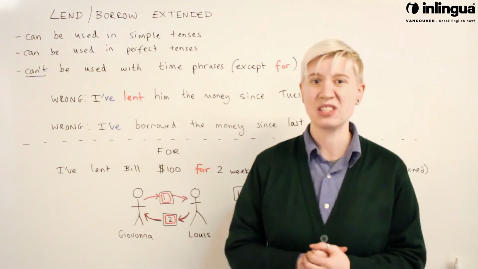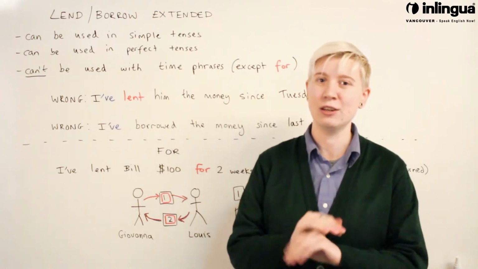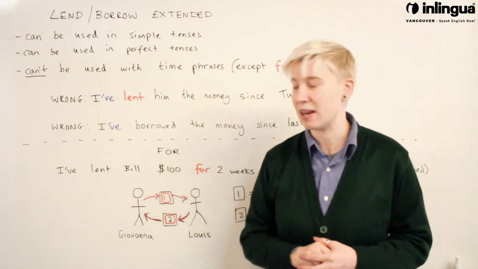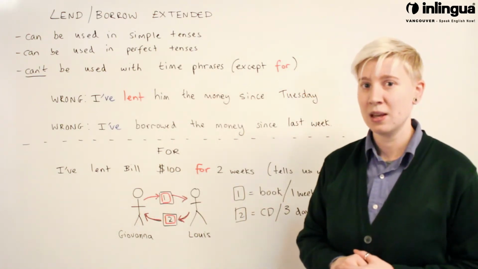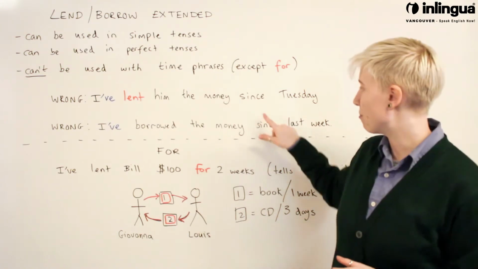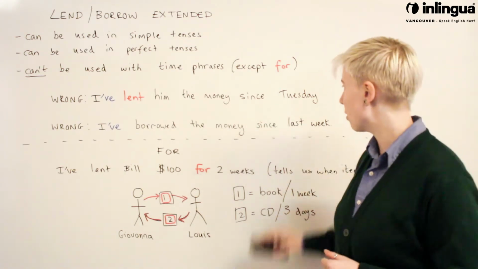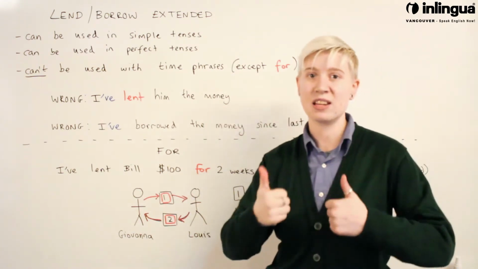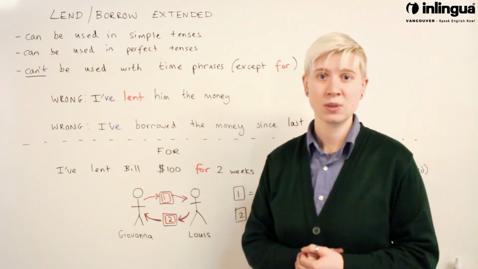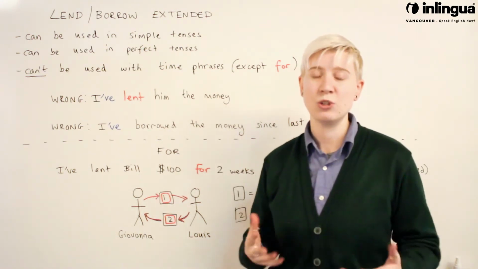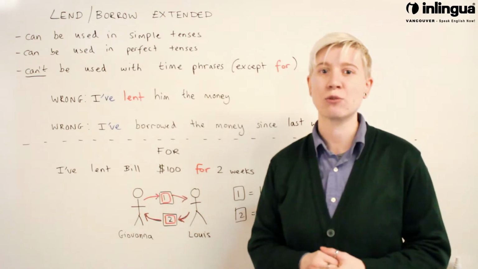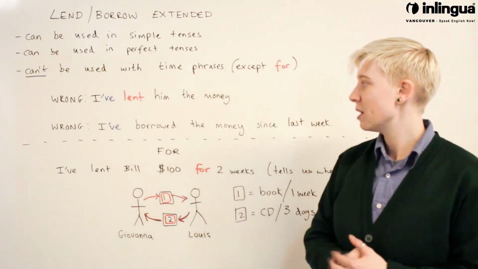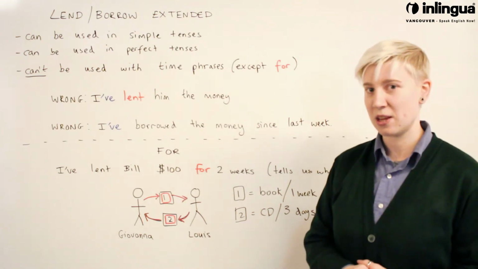Let's have a look at some sentences that I've written down and they are incorrect. Here's my first wrong sentence. I've lent him the money since Tuesday. There is a mistake here, and it's that we've put a time phrase in. So all we have to do is remove the time phrase, and this sentence is now correct. I've lent him the money. Unspecified time in the past, we don't know when, we're just saying it's general information, and then it's fine to use the present perfect. So for the second one, I've borrowed the money since last week.